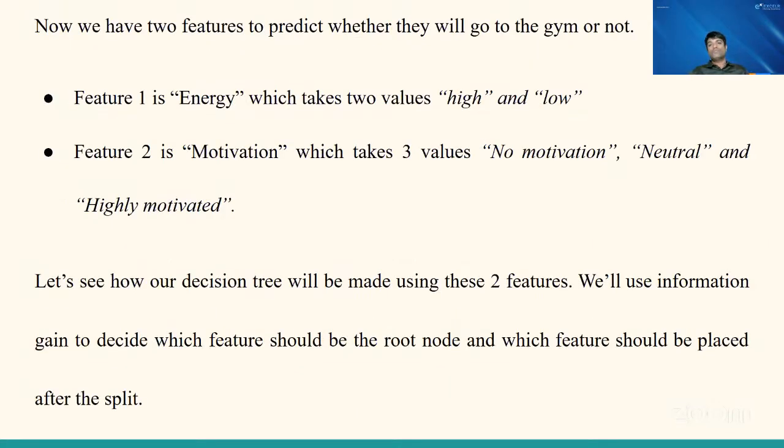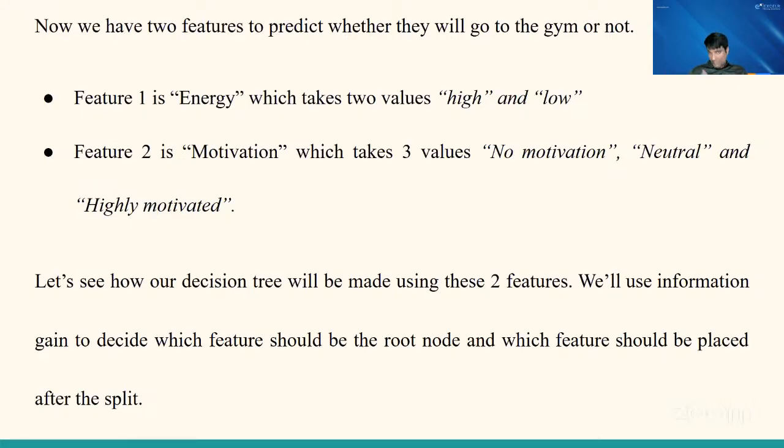Now we have two important features for whether they are going to go to the gym or not. Feature one is an energy column, which gives you two values, high or low. If they have more energy, they might go to the gym; if they don't have high energy, they might not. There is one more feature, called motivation: whether that person is neutral, or highly motivated to go to the gym. These are the two features we can think of.